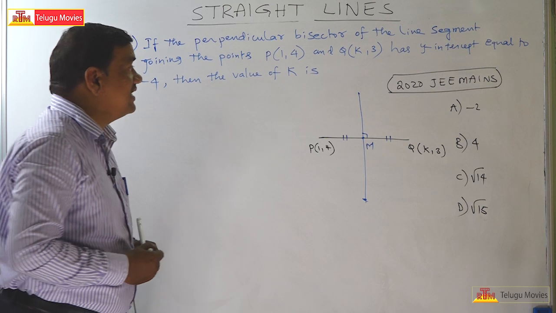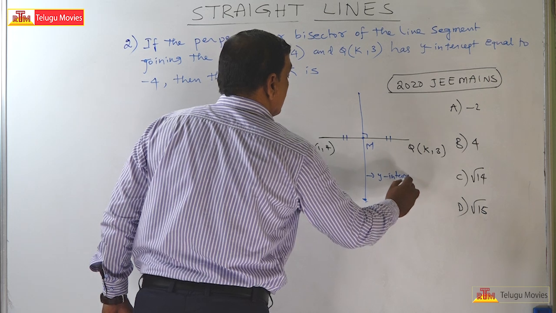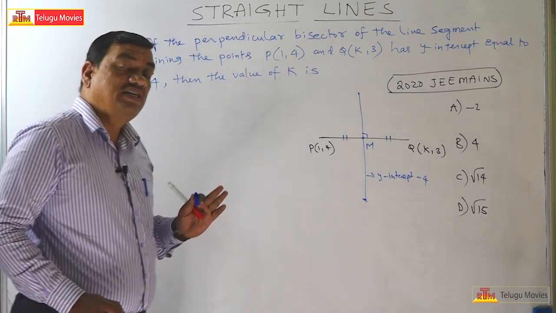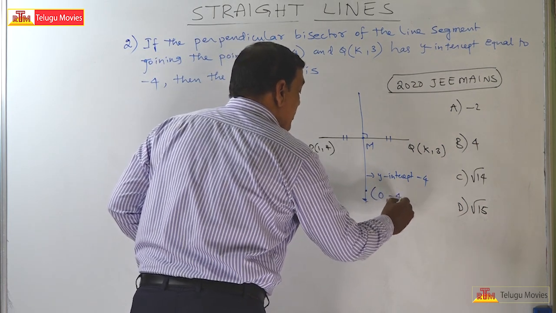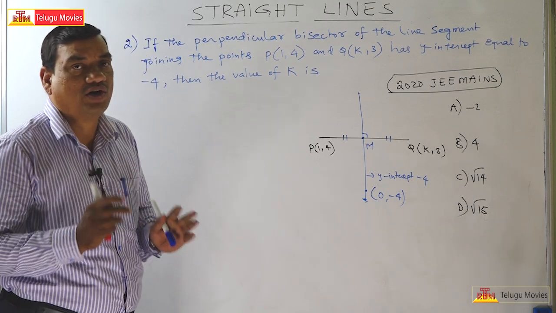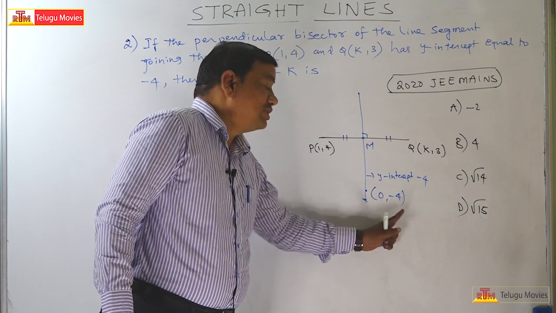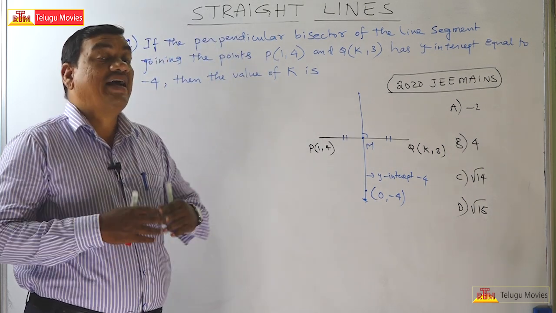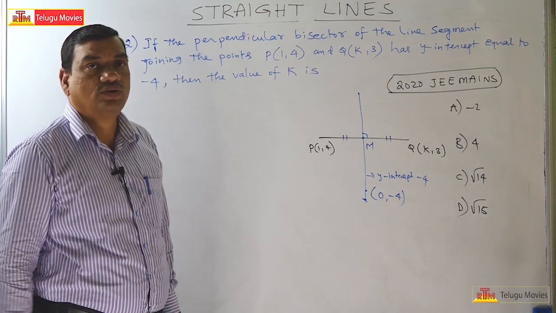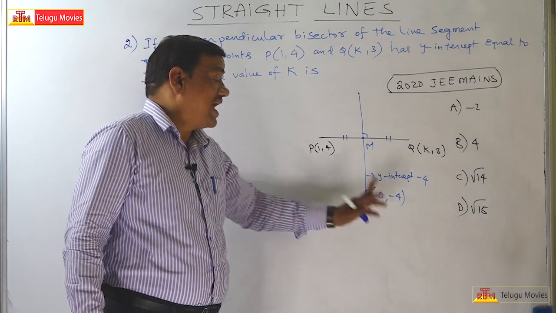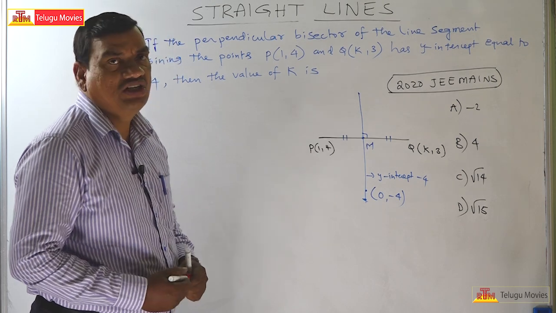It has y intercept equal to minus 4. Y intercept is minus 4 means this line passes through 0 comma minus 4. That is very important. If x intercept is minus 4, it means the line passes through minus 4 comma 0. Okay? That means it intersects the y axis at 0 comma minus 4. That is a very important point. Afterwards, everything is very clear.